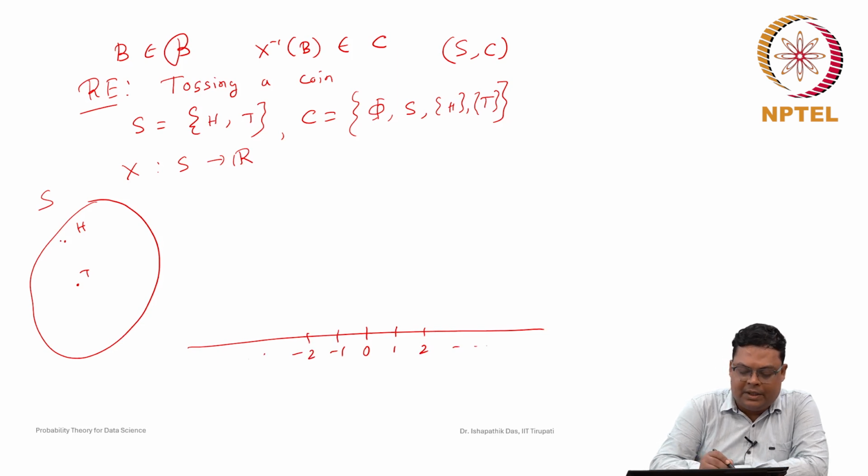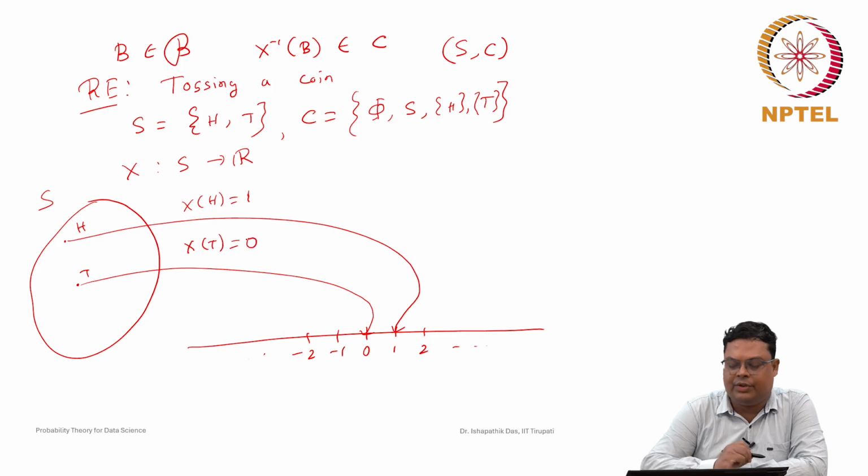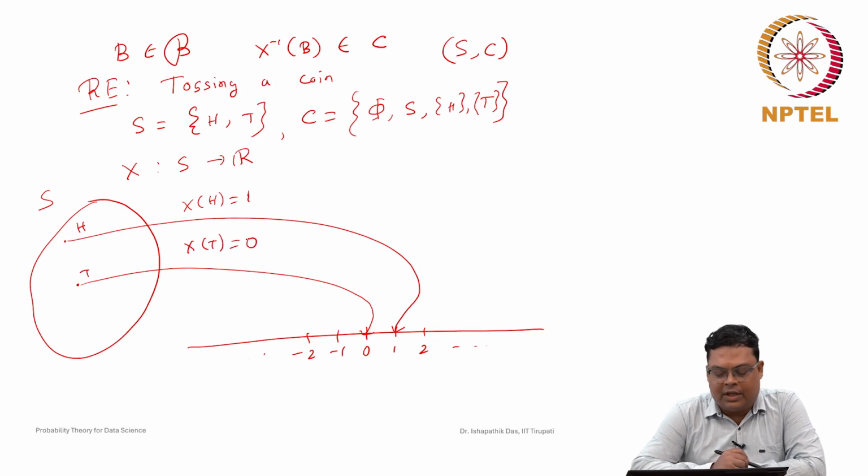Now I want to map this, we want to define a function. Just a simple function I want to define. So X of head is equal to 1 and X of tail is equal to 0. I just want to see whether it is a random variable. First of all, it is a well defined function.